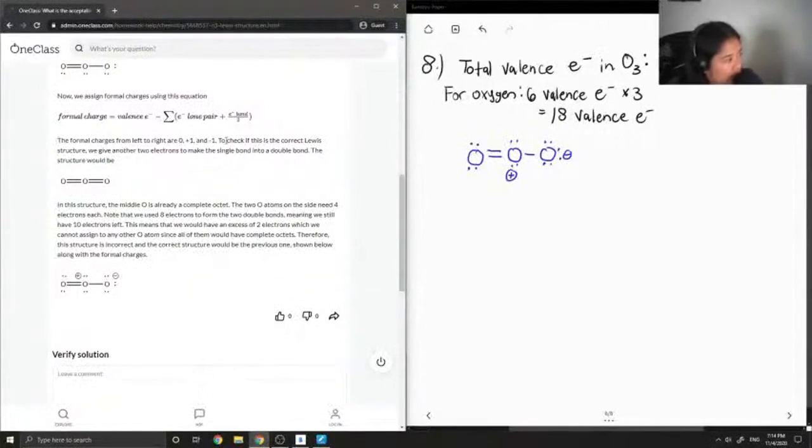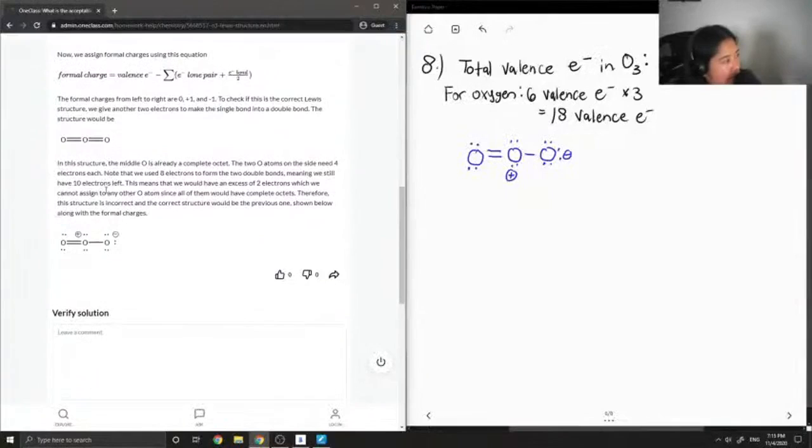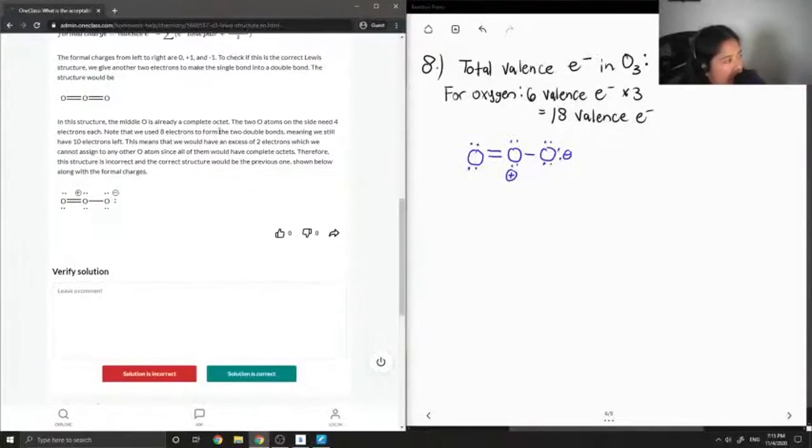Check if this Lewis structure is correct, I guess. We give another 2 electrons to make the single bond into a double bond. The structure would be this. In this structure, the middle oxygen is already a complete octet. The 2 oxygen atoms on the side need 4 electrons each. Now that we used 8 electrons to form the 2 double bonds, we still have 10 electrons left.